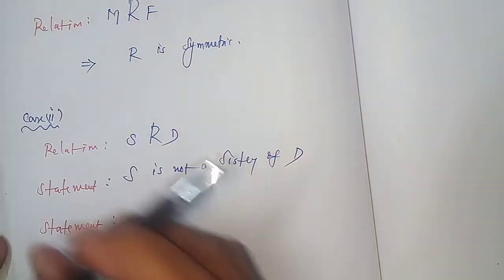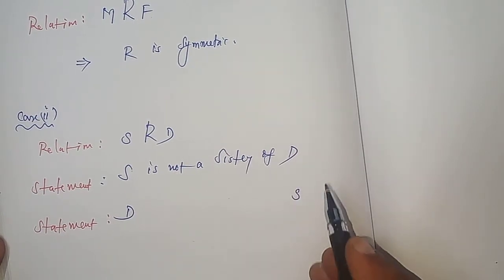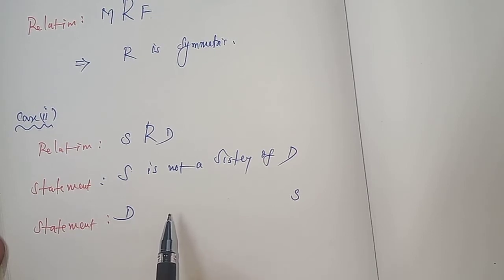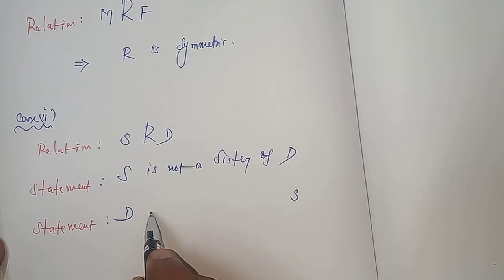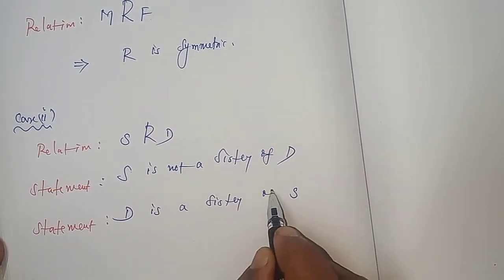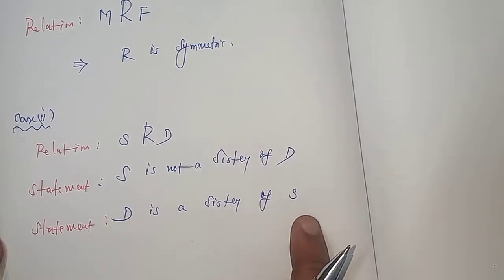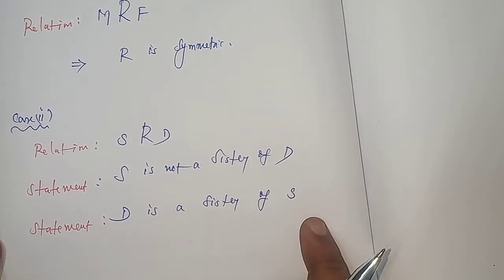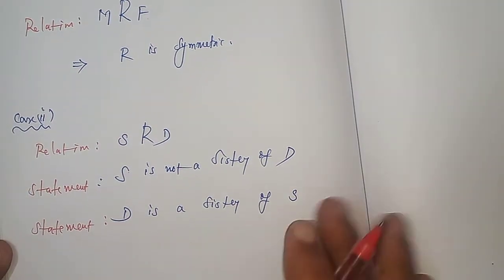That means D comes first, S at the last. We can verify. D, daughter, is a sister of S or not a sister of S? Definitely is a sister only. D is a sister of S. Correct only, no? Daughter is a sister of son. Therefore, write the relation.